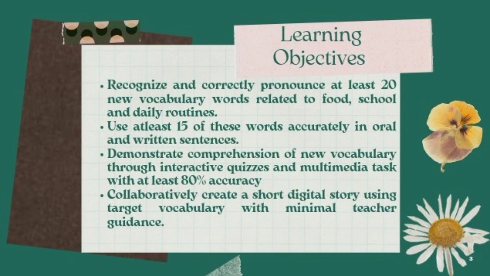By the end of this unit, learners will be able to recognize and correctly pronounce at least 20 new vocabulary words related to food, school, and daily routines. Next, use at least 15 of these words accurately in oral and written sentences. Next, demonstrate comprehension of new vocabulary through interactive quizzes and multimedia tasks with at least 80% accuracy. And the last one is to collaboratively create a short digital story using target vocabulary with minimal teacher guidance.